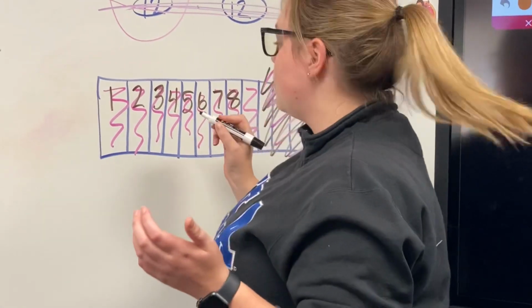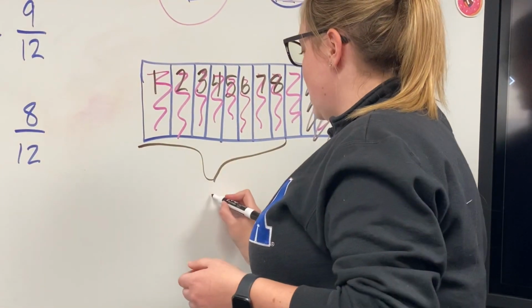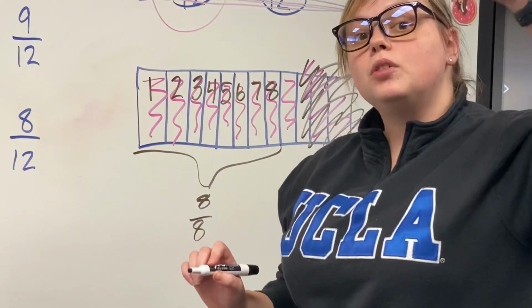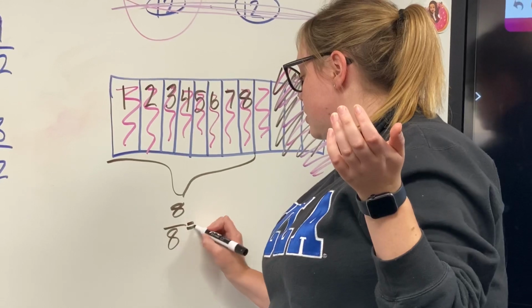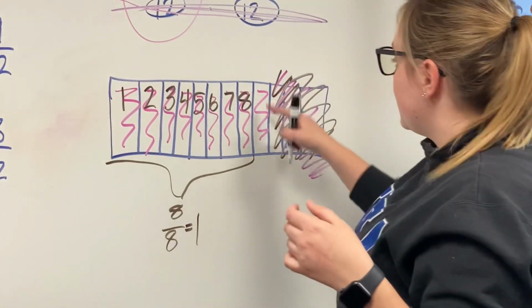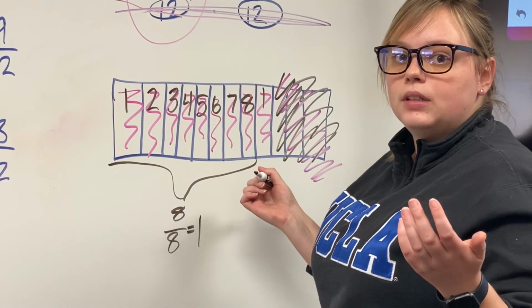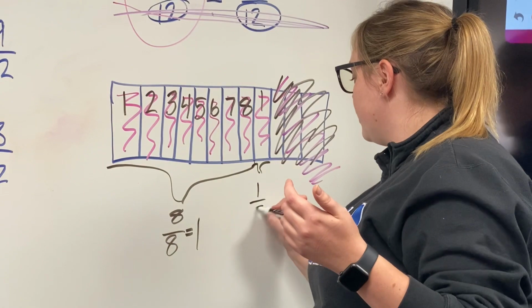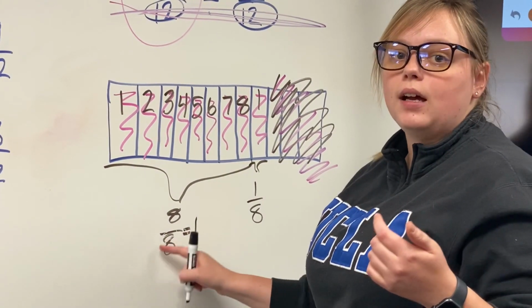Oh, I got 1. So I'm going to come down here and draw my bracket. I'm going to draw 8 over 8. But when you have the same number in the numerator as the denominator, you know that that equals 1 whole. Okay? Then I'm going to look at what I have left. 1. Well, that's all I have. So I know that it's going to be 1 over 8, just like the first one was, because I'm looking for the total parts of 8.